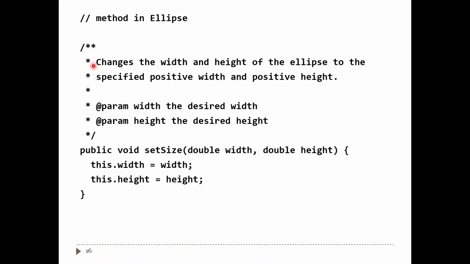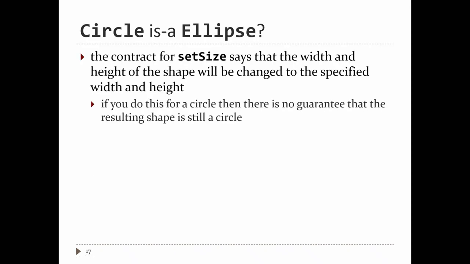When you look at what the method promises it'll do, it promises it changes the width and height of the ellipse to the specified positive width and positive height. So it guarantees, but the method is implying that it always changes the width and height of the object to whatever the caller passes in, assuming that those values are positive. So the contract for set size says that the width and height of the shape will be changed.